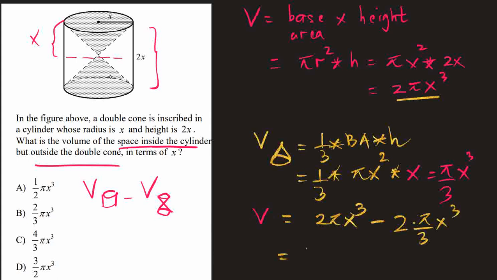Now we have 2 pi x cubed minus 2 over 3 pi x cubed, and 2 minus 2 over 3. We can change 2 into 6 over 3, because 2 is equal to 6 over 3. 6 minus 2 is 4 over 3 pi x cubed. So 4 over 3 pi x cubed is our answer.